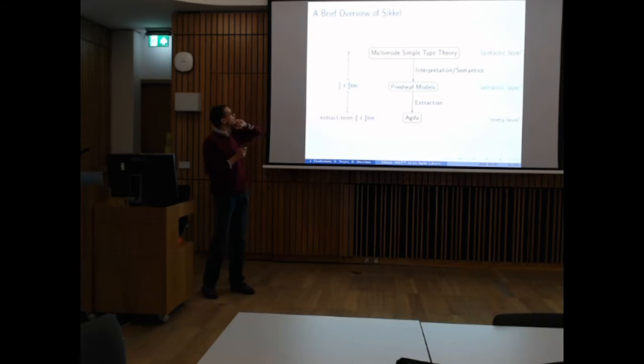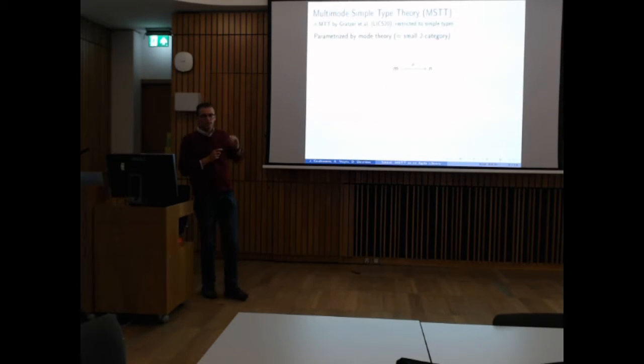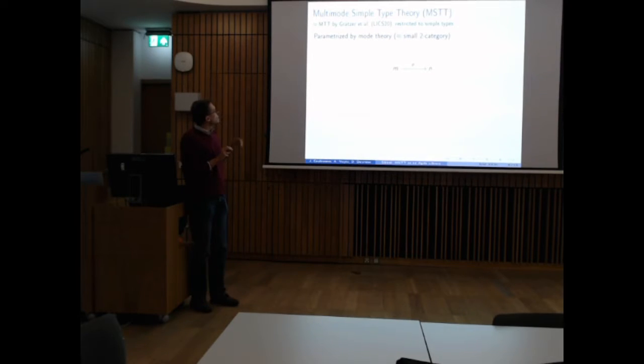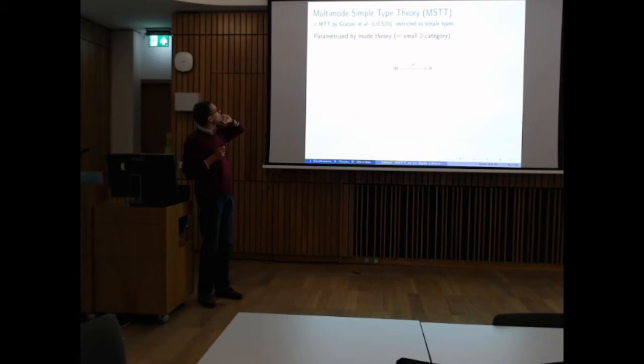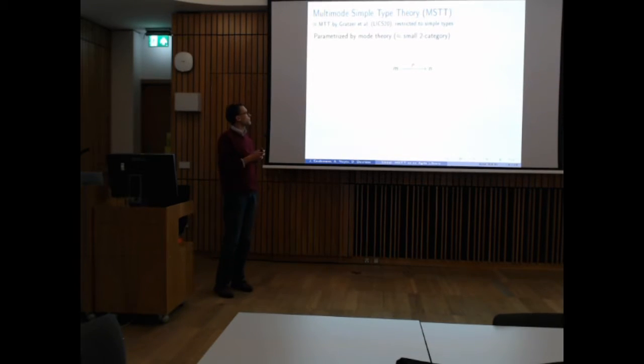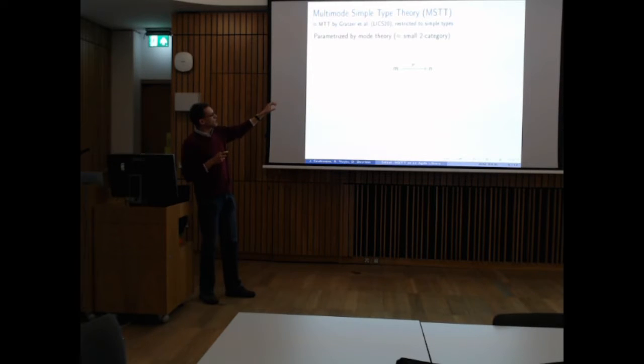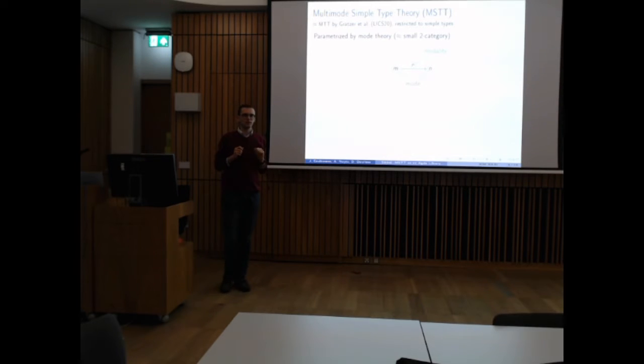So let's first take a look at this syntactic layer, at this multimode simple type theory. It's actually the multimodal type theory by Daniel Gratzer and co-authors, but restricted to simple types. What this means is that, just like MTT, MSTT is parameterized by a mode theory, and such a mode theory is basically a strict small 2-category. In that 2-category, all the objects are called modes, and all the 1-cells are called modalities. We'll not bother with the 2-cells today.